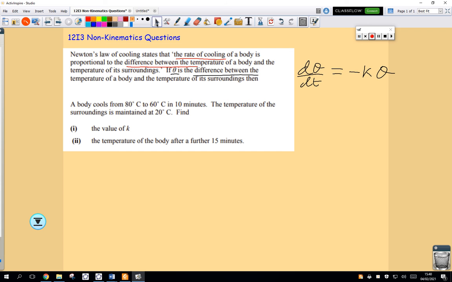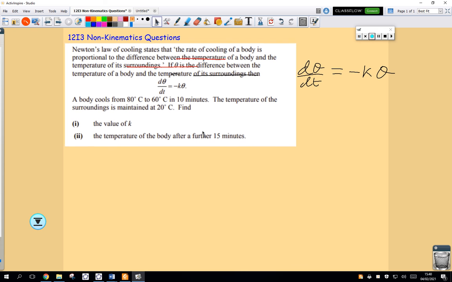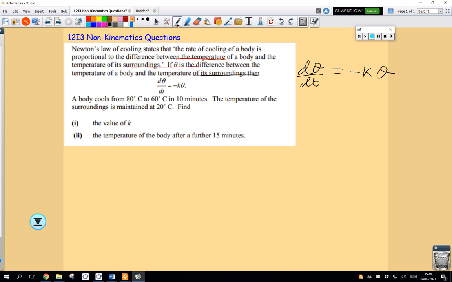As it happens, in the year this came up, they gave you that equation. So a body cools from 80 to 60 in 10 minutes. The temperature of the surroundings is maintained at 20 degrees Celsius.